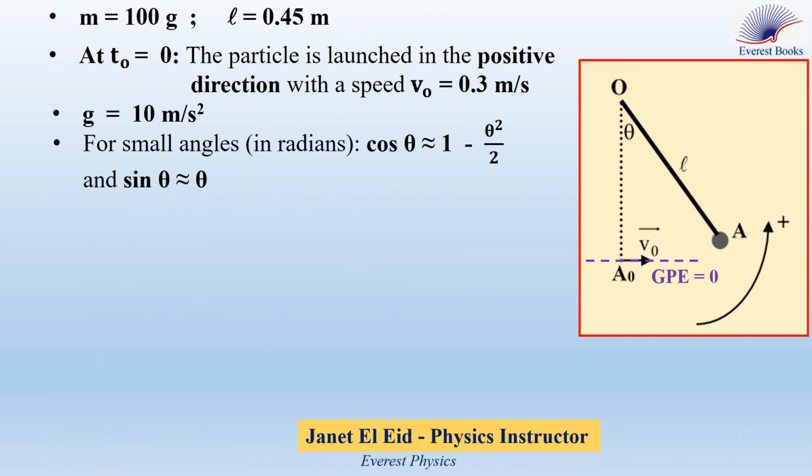A simple pendulum consists of a particle of mass 100 grams fixed at the free end of a massless rod OA of length 0.45 meters. This pendulum may oscillate in the vertical plane about a horizontal axis delta passing through the upper end O of the rod. The pendulum is initially at rest in its equilibrium position A0. At time 0, the particle is launched horizontally in the positive direction with a velocity of magnitude 0.3 meters per second. The horizontal plane passing through A0 is taken as the reference level for gravitational potential energy. Take the gravitational acceleration as 10 meters per second squared.